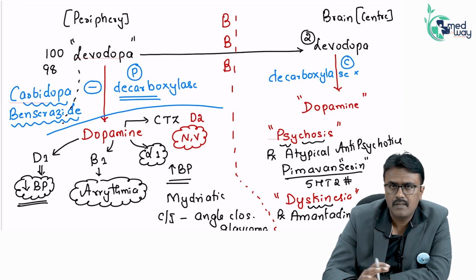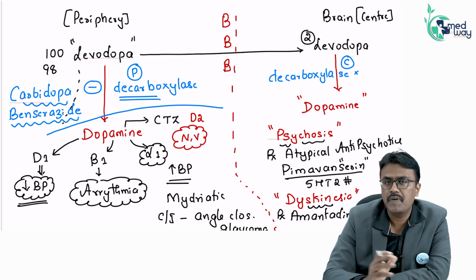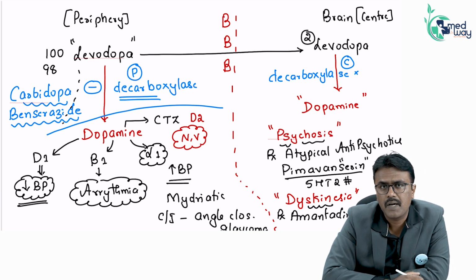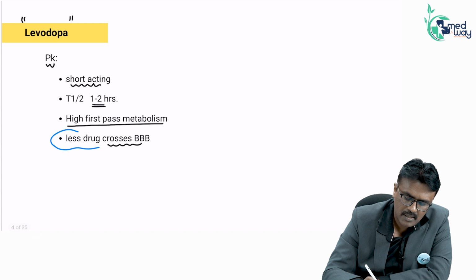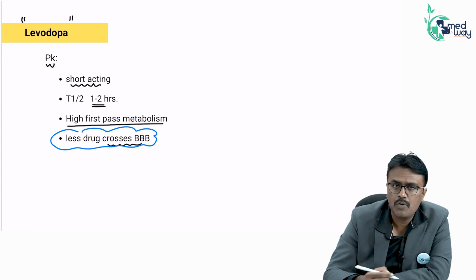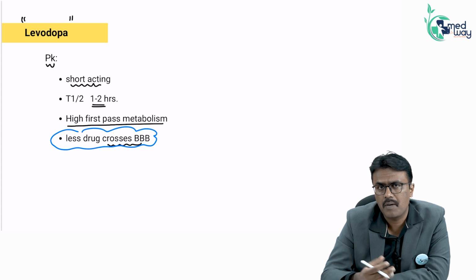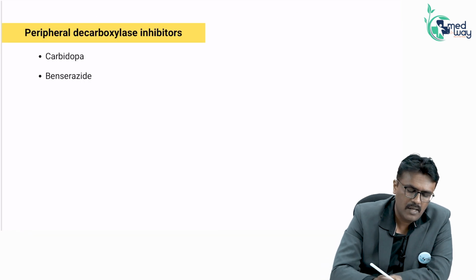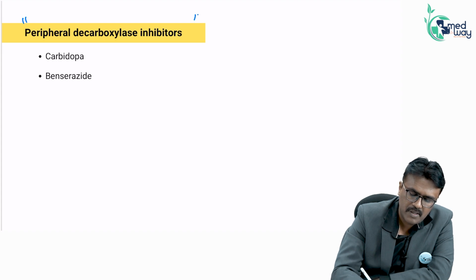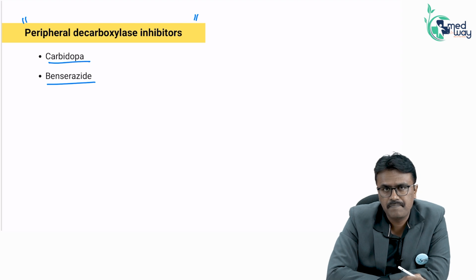So that is the summary of what happens when we give levodopa to a patient with Parkinson disease, one of the beautiful drugs, levodopa. Now that's what we have written here. Less drug crosses the blood-brain barrier. How to make more drug cross the blood-brain barrier is to add carbidopa or benserazide. Now, what are these peripheral decarboxylase inhibitors? I told you the names are carbidopa and benserazide.